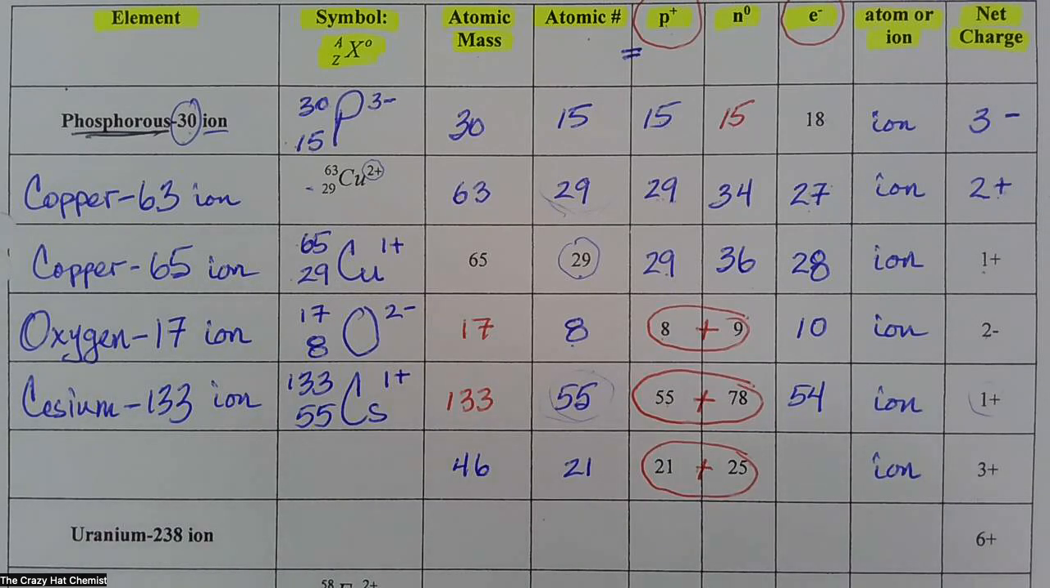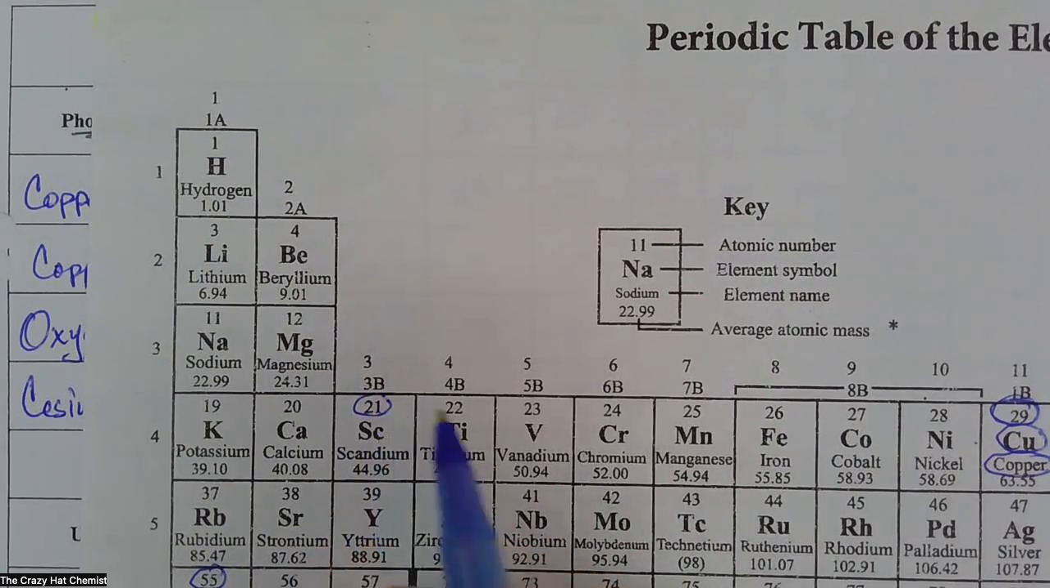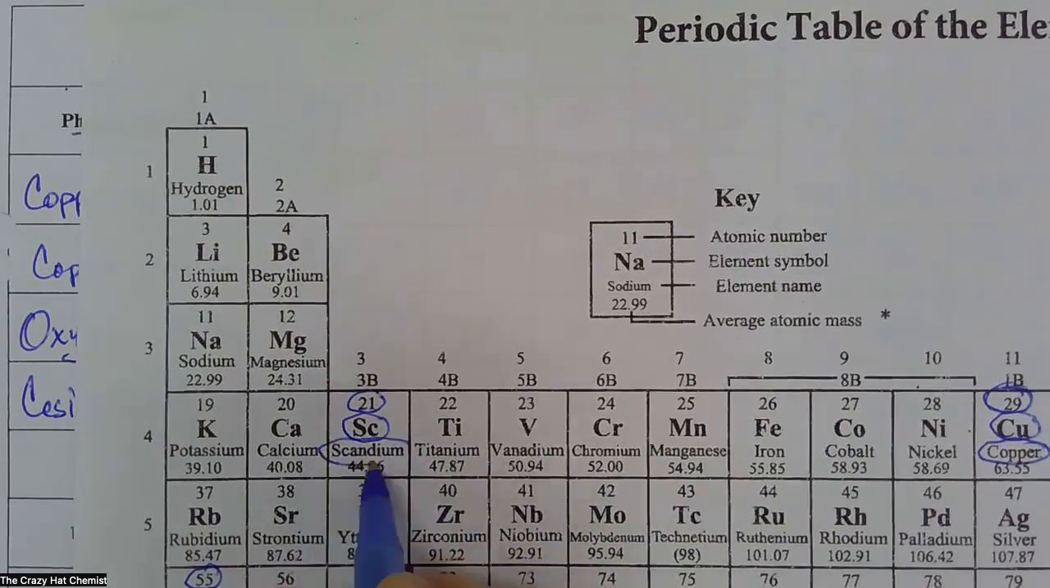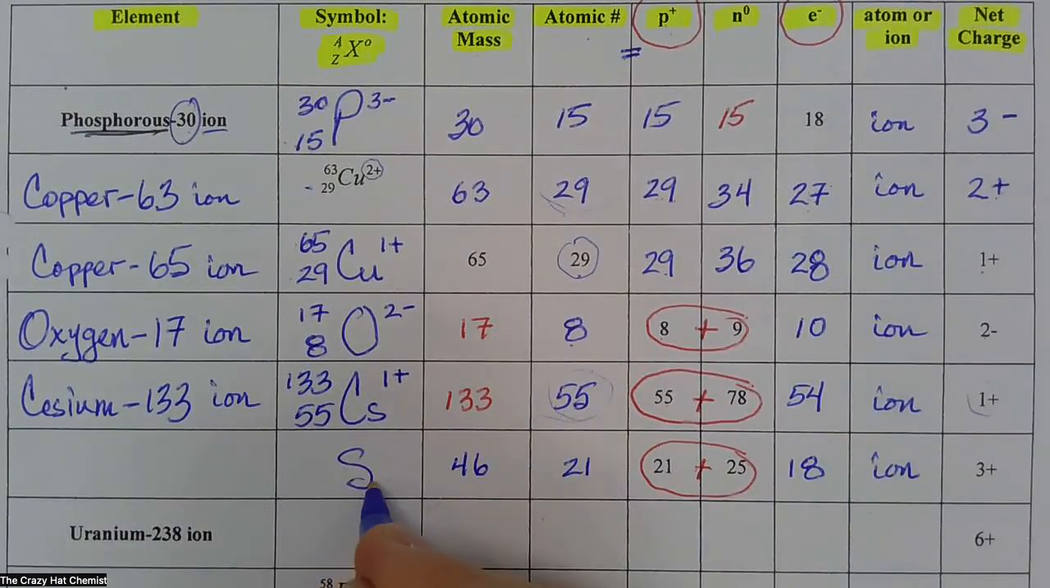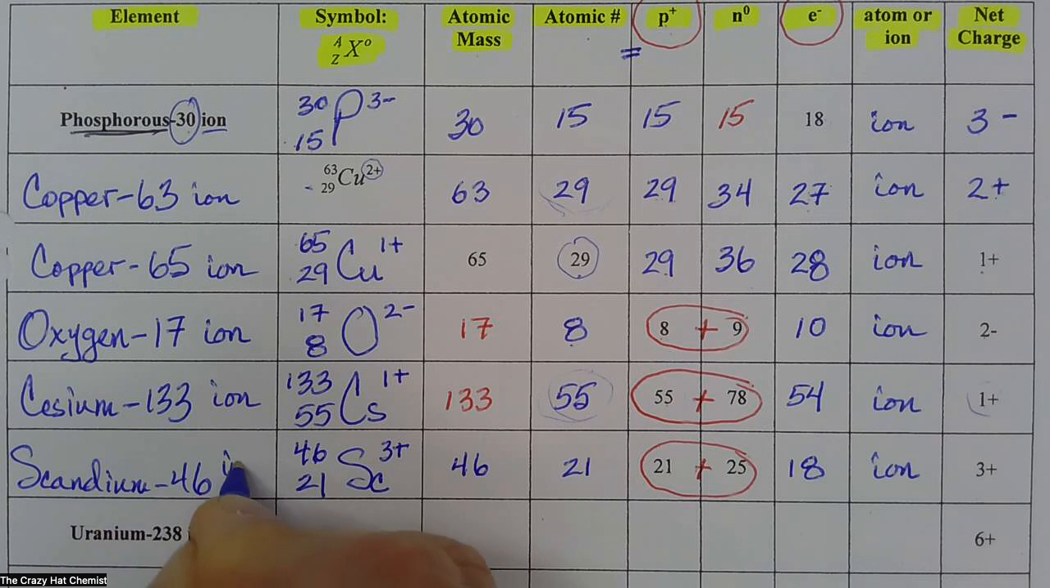So that means that there are more protons than there are electrons. Since there are 21 protons, we're going to subtract 3 from this, and that will give us 18 electrons. I'm going to find atomic number 21 on our periodic table, and that is right here at 21, and that's Sc, and that's for scandium. All right, so Sc, it's a 3+ charge, it's a mass of 46, it's atomic number 21, scandium-46, and it's an ion.